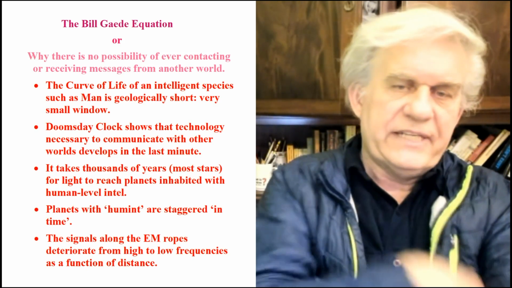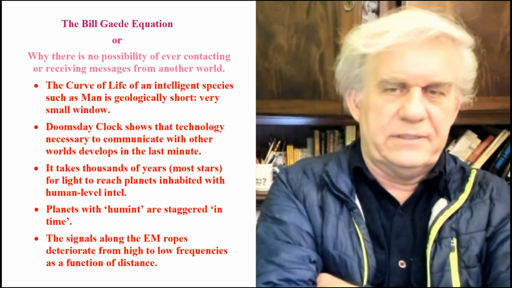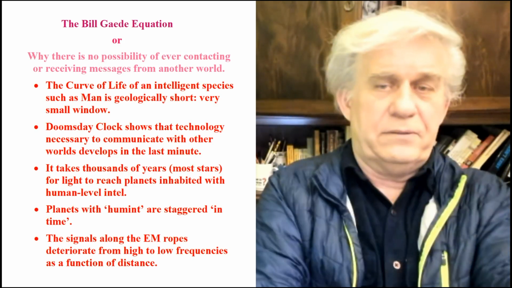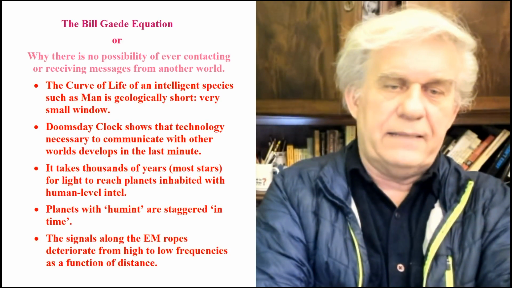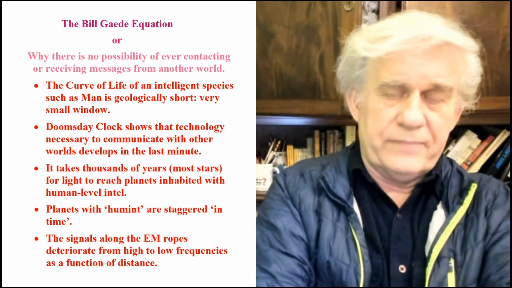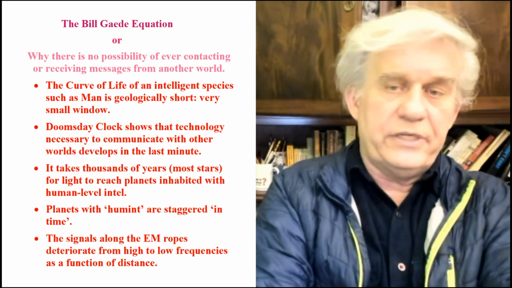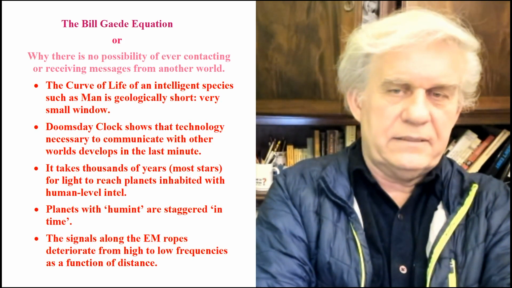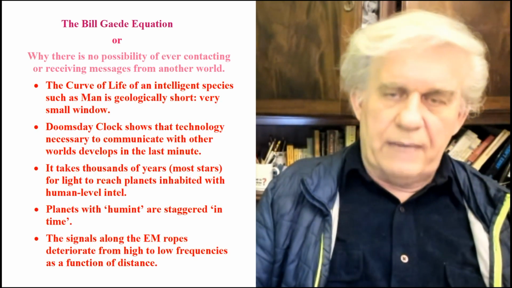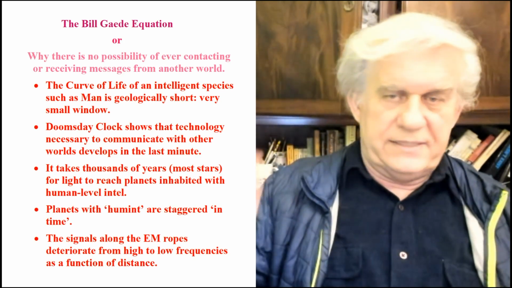The curve of life of an intelligent species such as man is geologically short. Very small window of opportunity. Okay, our doomsday clock, we talked about the doomsday clock the other day, shows that the technology necessary to communicate with other worlds develops in the last minute. We've only had, and I'll be very generous, 200 years of communicating technology. I'm not talking about smoke signals from the Indians or maybe a drum. No, I'm talking about mastering electricity, the telegraph, that kind of thing.